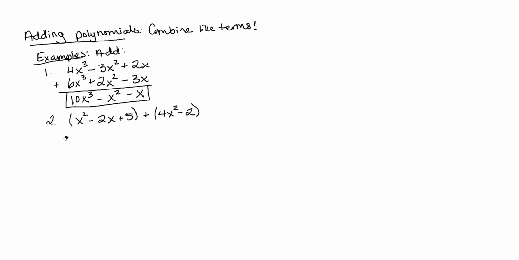Let's go ahead and do this one horizontally. So what we're going to do, we don't need to get rid of these parentheses because we're just adding. All I'm going to do here is I'm going to combine like terms. So x squared plus 4x squared is 5x squared. Negative 2x doesn't have anything to combine with it, so I'm going to bring it down. And then 5 minus 2, or 5 plus negative 2, is positive, so plus 3. Again, just combining like terms.